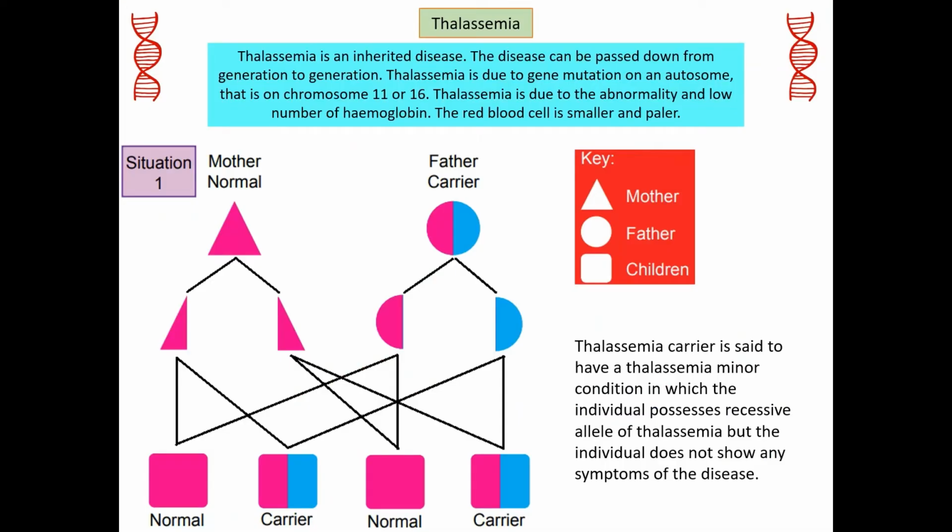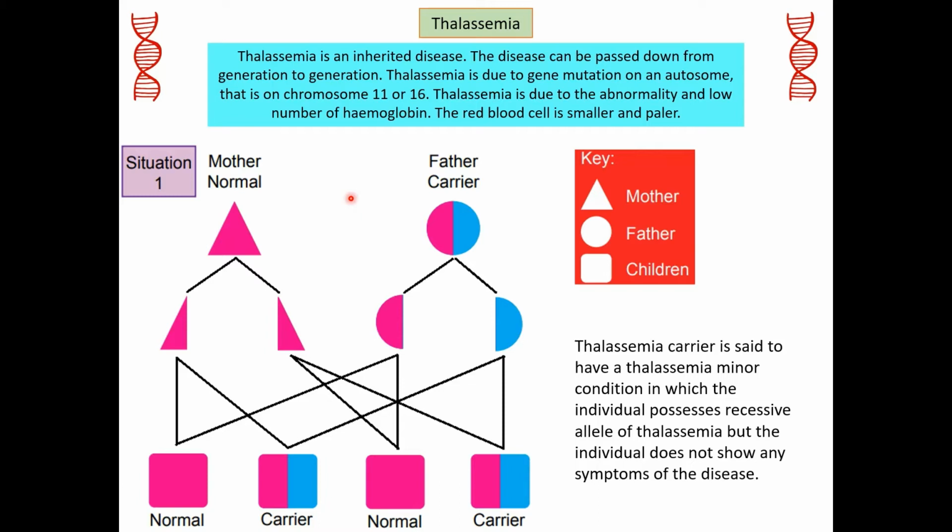Thalassemia. Thalassemia is an inherited disease. The disease can be passed down from generation to generation. Thalassemia is due to a gene mutation on an autosome, that is on chromosome 11 or 16. Thalassemia is due to abnormal and low numbers of hemoglobin. The red blood cells are smaller and paler.